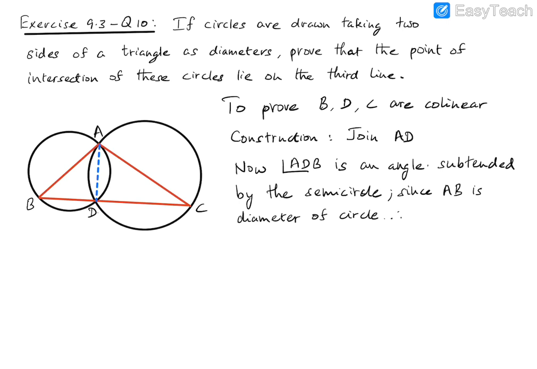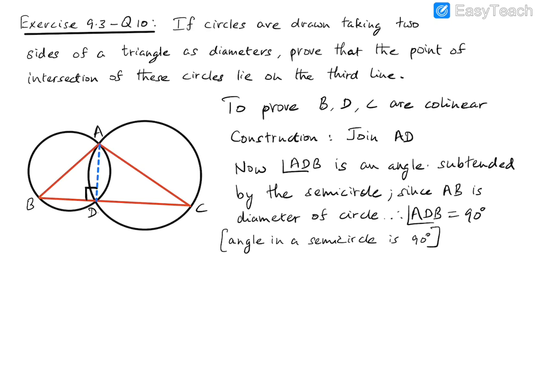So therefore we can say that the angle ADB equals 90 degrees. Why is that? We know from our theorem that the angle subtended by the semicircle is a right angle. So let's write that. So now that we have that the angle ADB is 90 degrees, so that means this angle here, angle ADB, is a right angle.